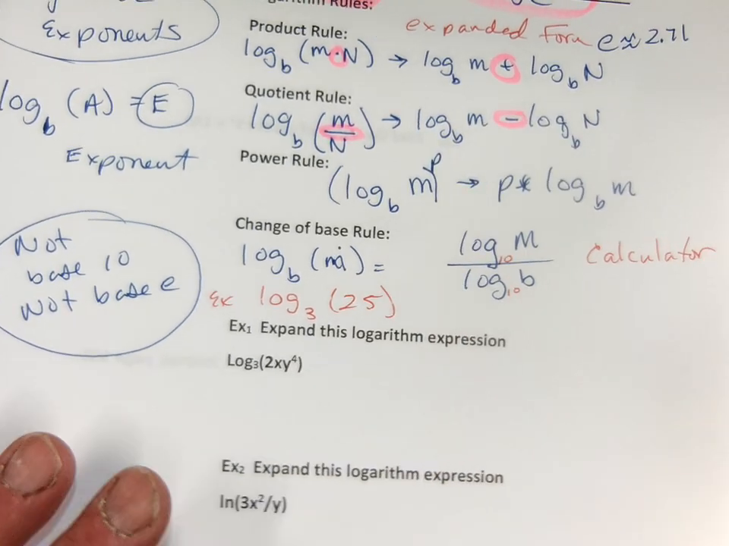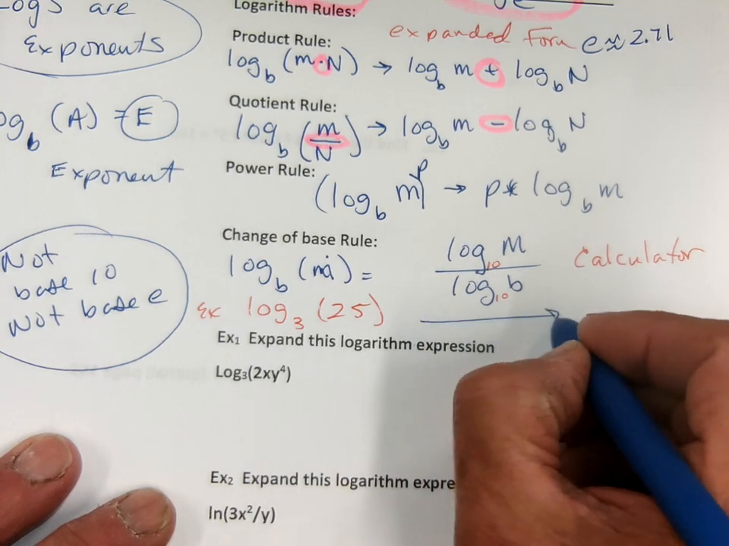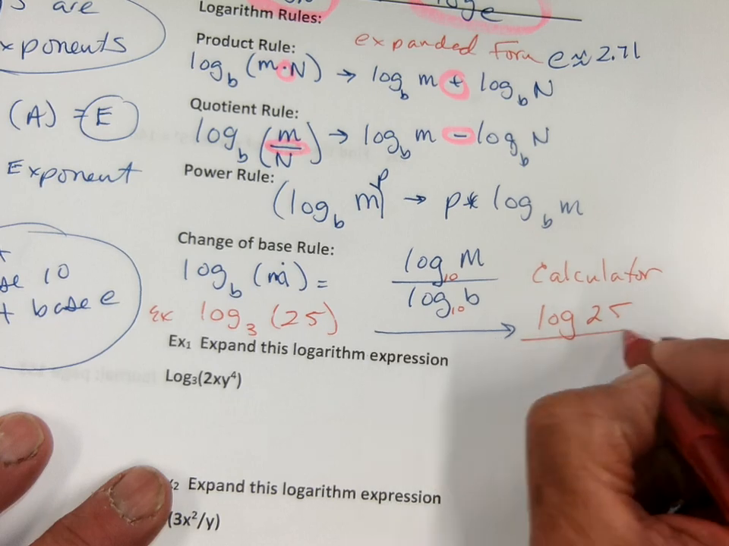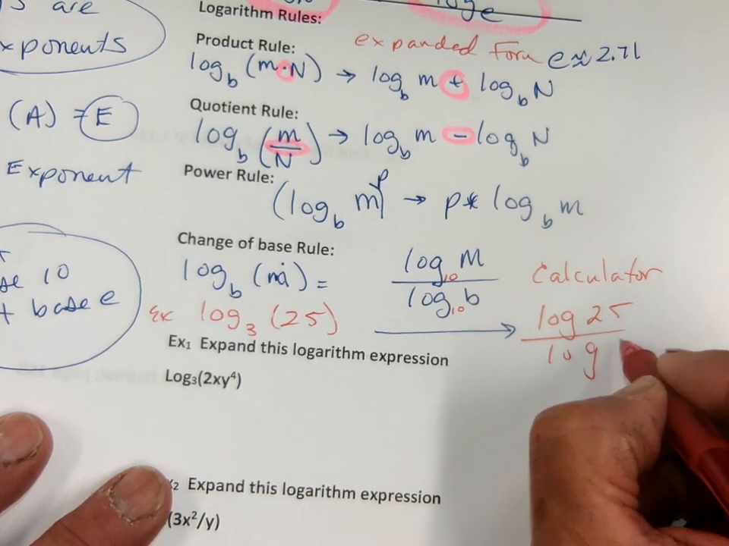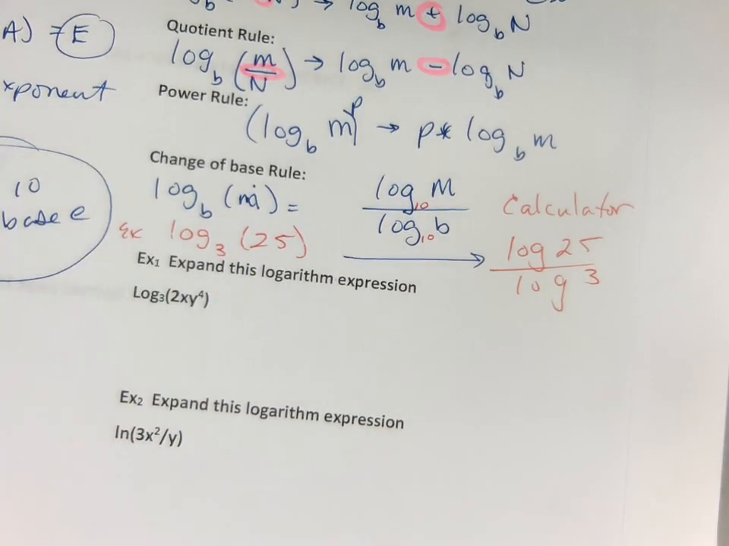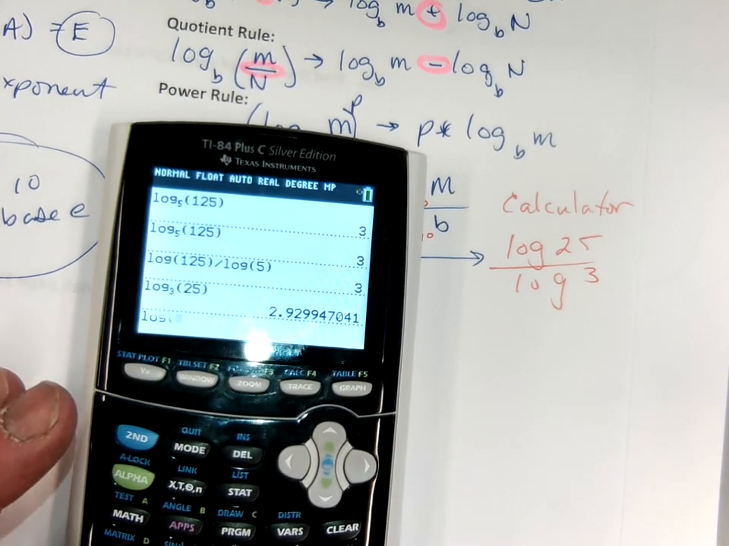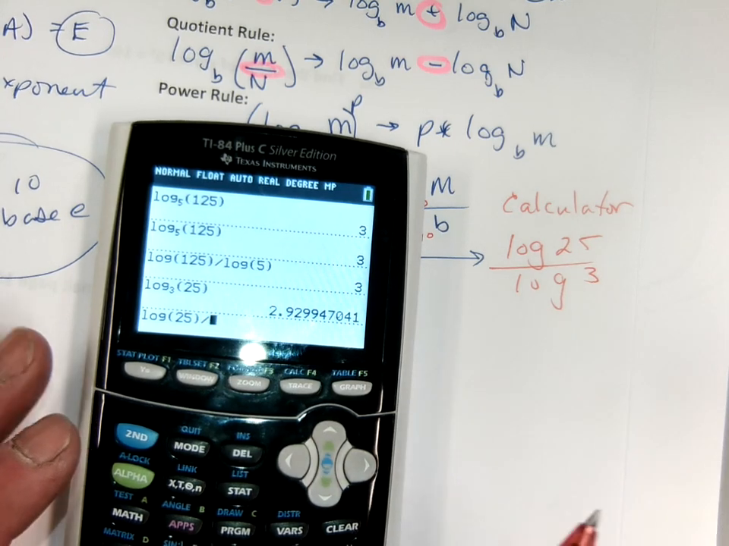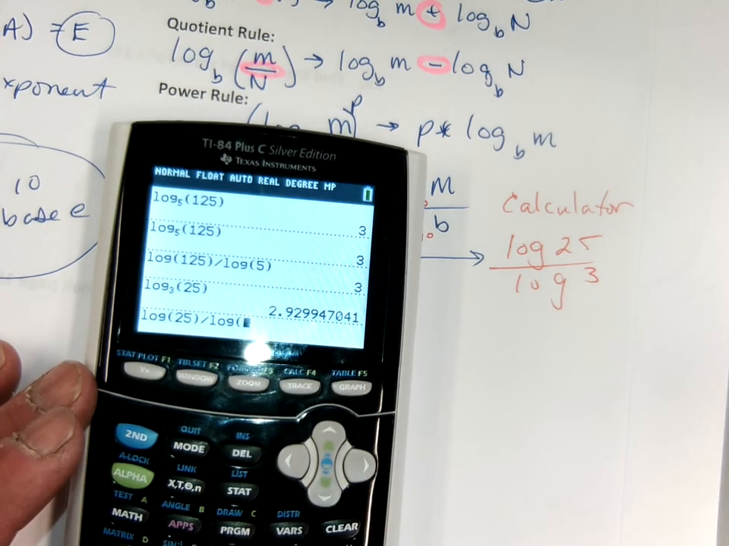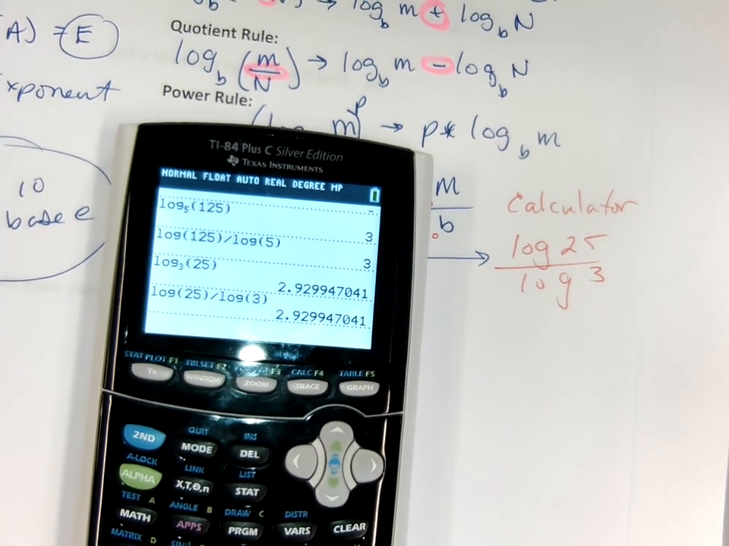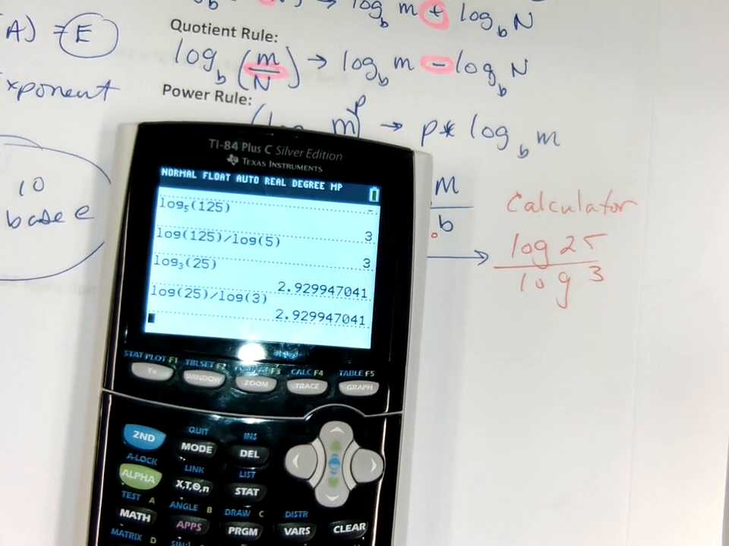Or I could rewrite this as log 25 divided by log 3. So if you don't have a fancy calculator, this will work. I can just go log 25, close the parentheses, divided by log 3, same answer, right? What if you divide 25 by 3? Totally different answer, because then you're looking for 8 and a third, right?